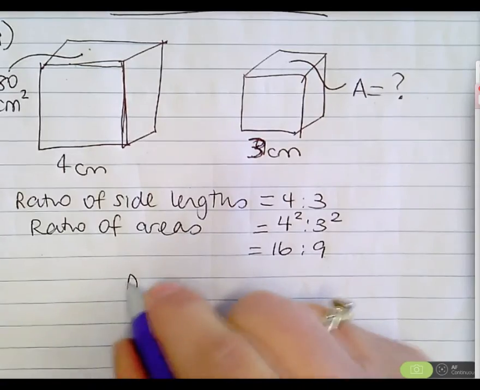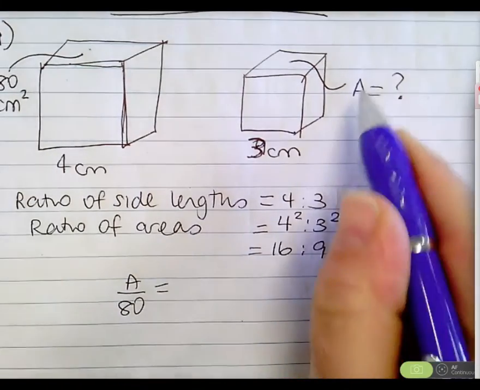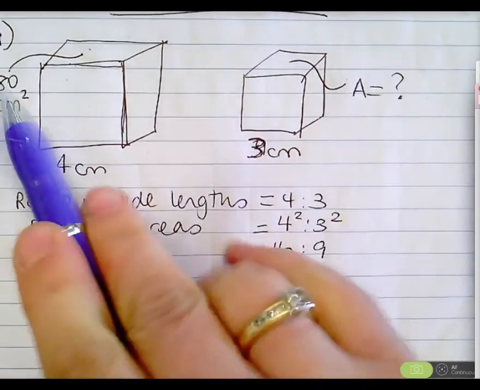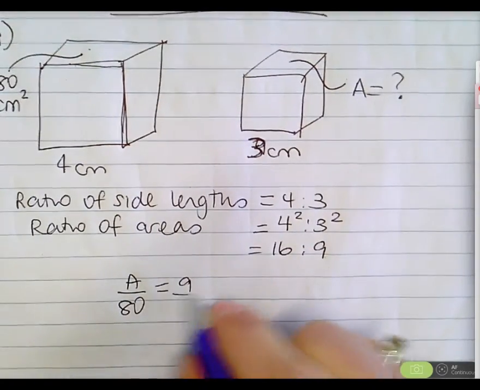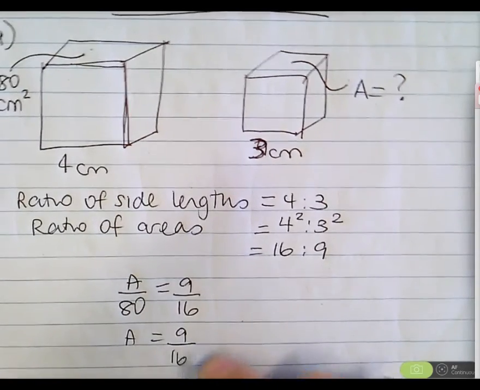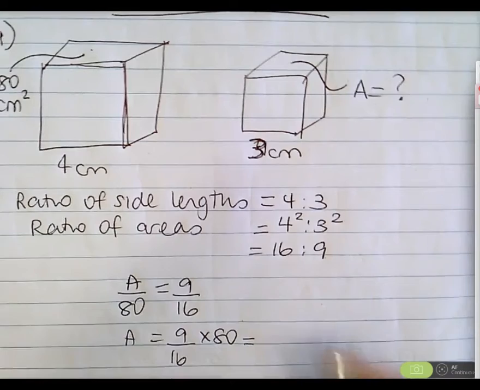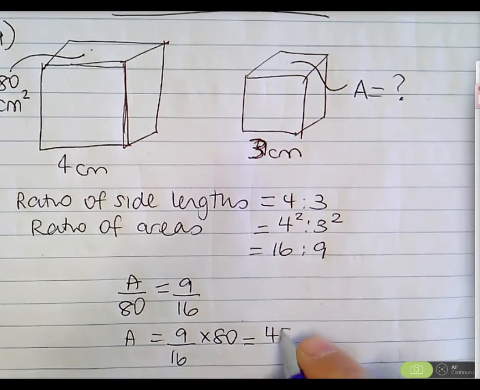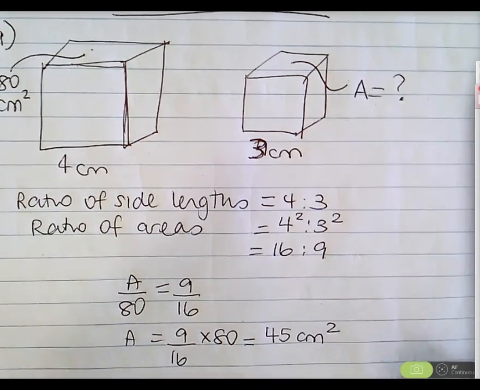So what goes with what? A over 80. So girls, A over 80 is what? I'm going from there to there. 9 over 16. So therefore A is 9 over 16 times 80, which is whatever. 16 into 80 is 5, isn't it? It's 45. 45 centimetres squared.